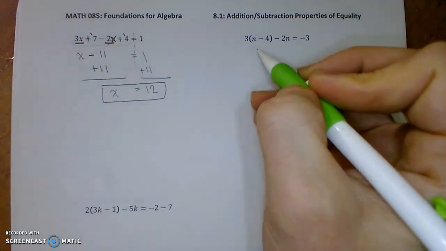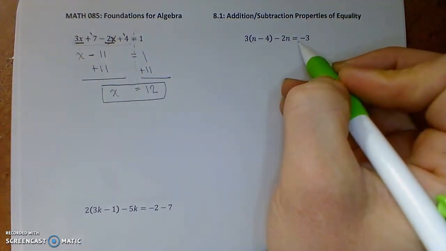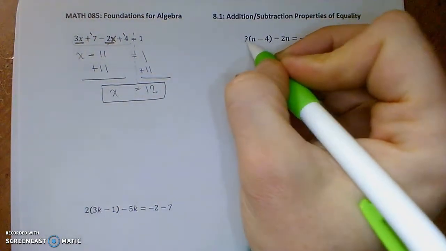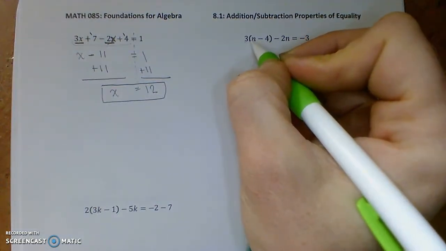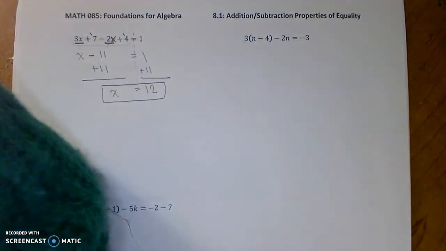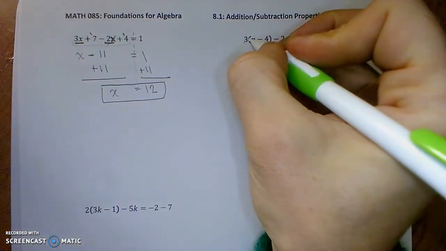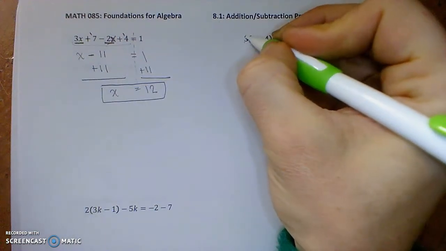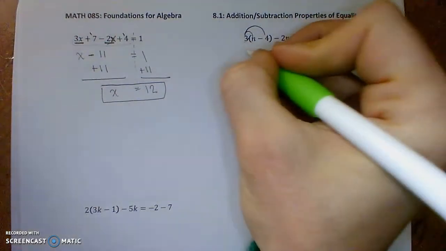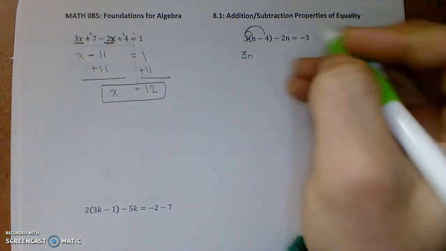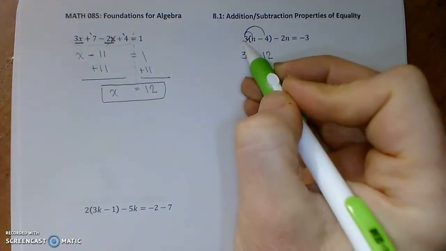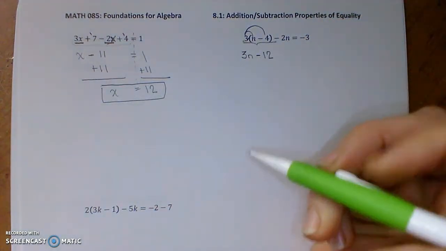3 times n minus 4 minus 2n equals negative 3. So again, first I would simplify this side before I manipulate the equation. When you have multiplication, when you're trying to multiply over a binomial there, you want to use the distributive property of multiplication over addition. So that means that the 3 multiplies times every term inside the parentheses. So 3 times n, you can write that as 3n. And 3 times minus 4 would be minus 12. Okay. So I've gone ahead and opened up those parentheses using the distributive property.